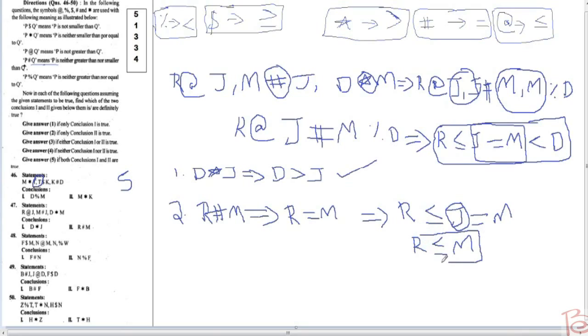So this is the resultant one, and in the second conclusion they have told us that r is equal to m, but the answer which we are getting is r is less than or equal to m. So this conclusion is wrong. So only one is correct. The first one is correct. So we are going to put the answer as number 1.